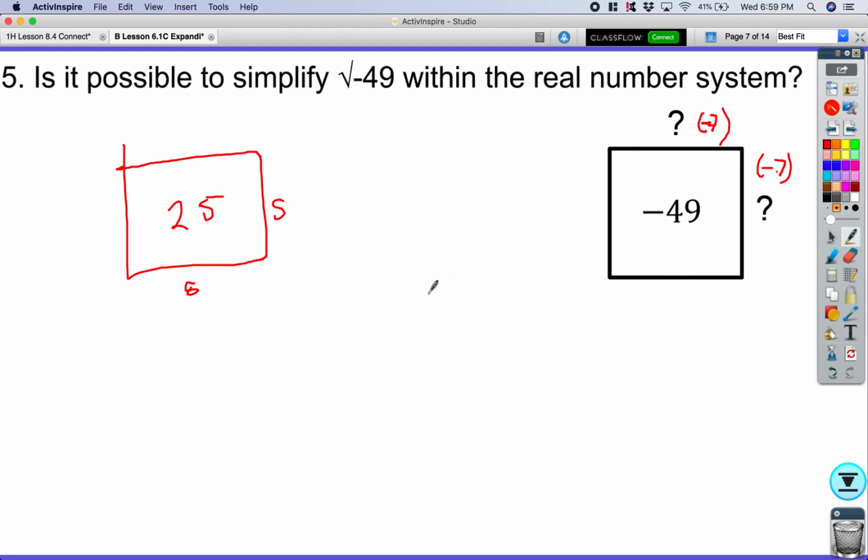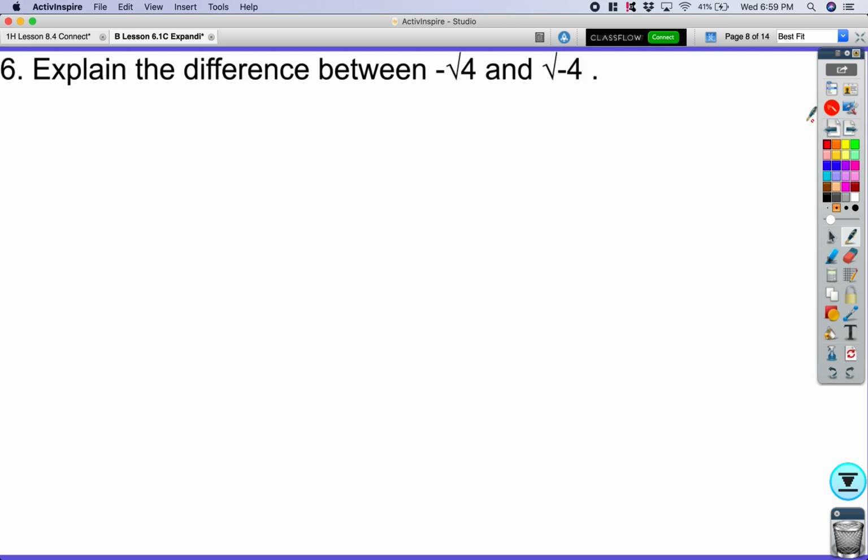So is it possible to take the square root of negative 49? Is it possible to figure out two numbers that are exactly the same that multiply to negative 49? Your answer is no. Okay? It's not a real number. You can't take the square root of a negative number. It's not possible.